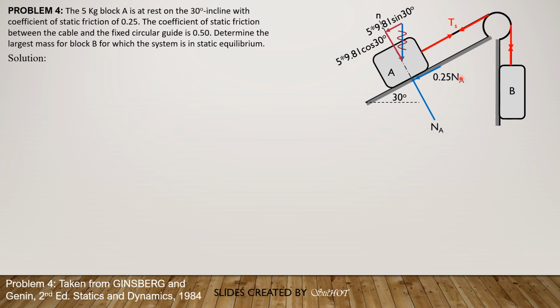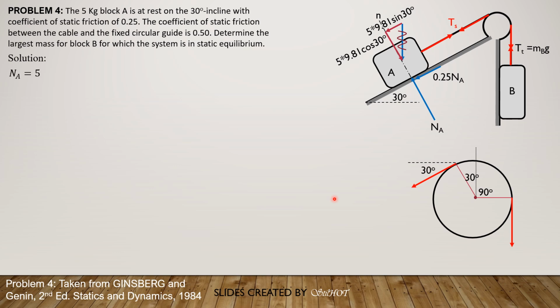times cosine of 30. This is the tight tension, which is equal to mass of block B times acceleration due to gravity. So for the angle of contact, let's analyze it. This is the slack tension. It makes an angle with the horizontal of 30 degrees. Therefore, the radius or the normal also makes an angle with the vertical of the same angle of inclination, 30 degrees. Since the remaining angle, vertical and horizontal, is 90 degrees, then the angle of contact is 120 degrees. And we have to convert that to radians. So that's 2/3 of pi radians.